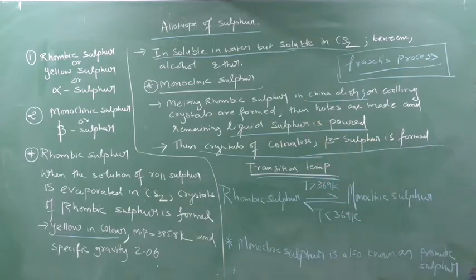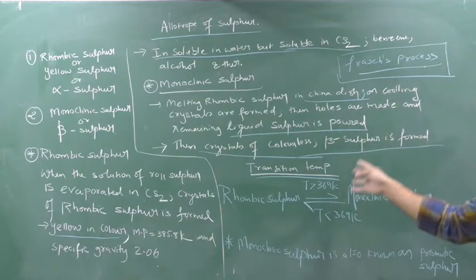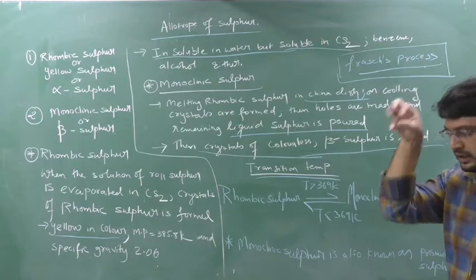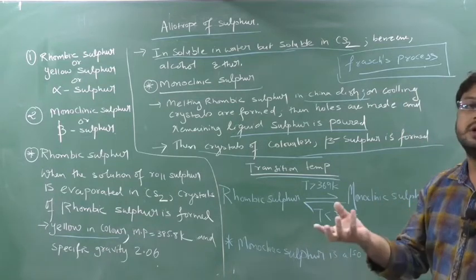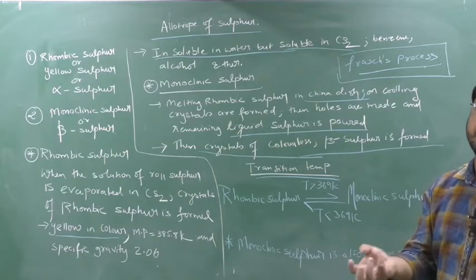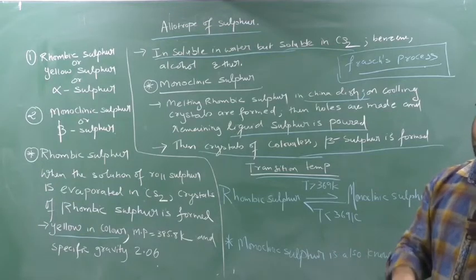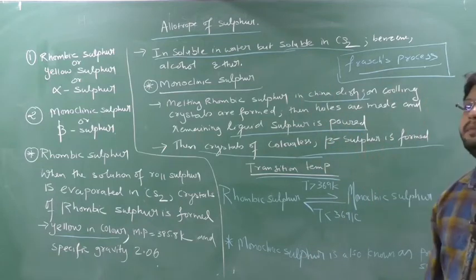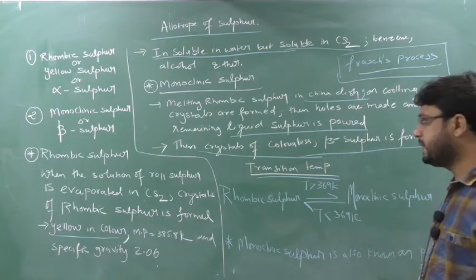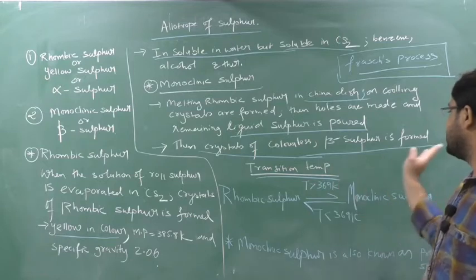Monoclinic sulfur, how are we obtaining the monoclinic sulfur? We take the rhombic sulfur and heat it in the china dish at nearly 369 Kelvin. On cooling crystals are formed. In those crystals holes are made, the remaining molten sulfur is removed, and we get one colorless crystal. That colorless crystal is known as monoclinic sulfur or beta sulfur. Clear? The colorless crystals of beta sulfur are formed.